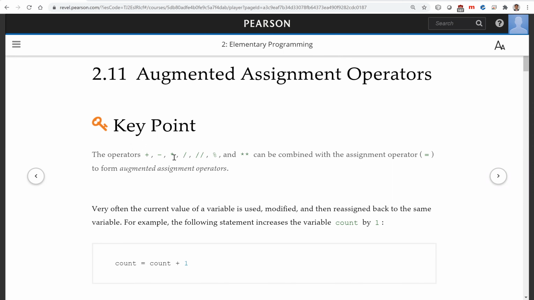Now let's look at this multiplication assignment. This is multiply 8 with i. So this is the result. This is the remainder. This is i remainder 8. The result is assigned to i.